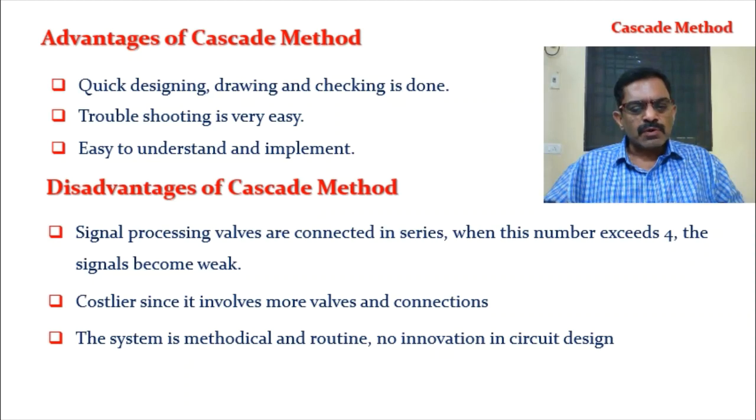Costlier, since it involves more valves and connections. If you implement the cascade method in your application, it is definitely a little costlier than a method using a sequence valve, that is the normal method. And the system is methodical and routine, with no innovation in circuit design. There are rules, those rules you are going to follow, and there is no innovation involved in this. If you strictly follow those set of rules, there ends your design. That is another drawback. You cannot innovate anything out of this. So those are the cascade method advantages and disadvantages.